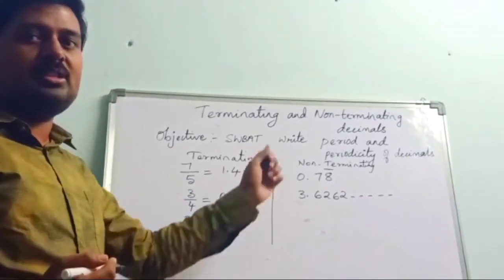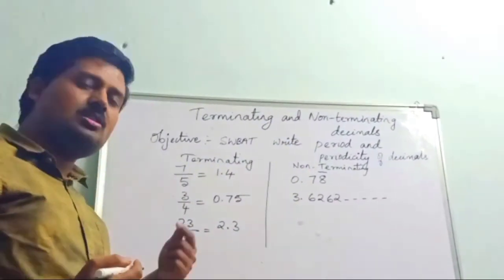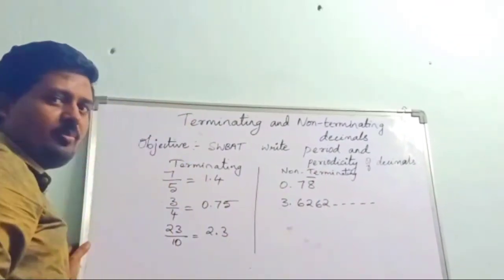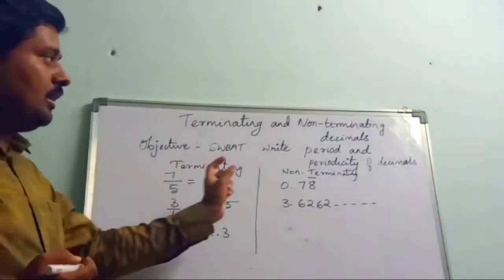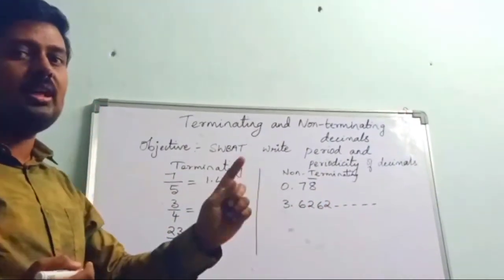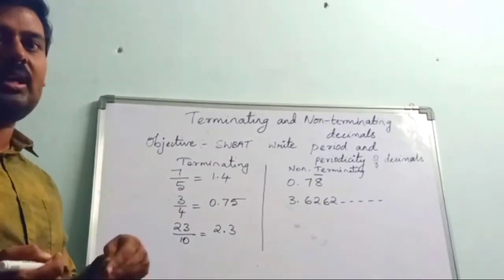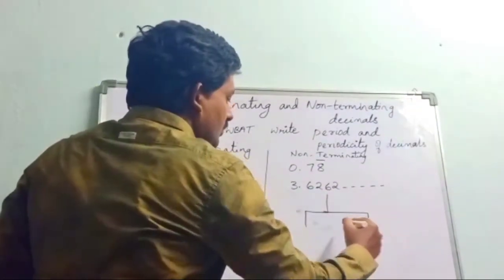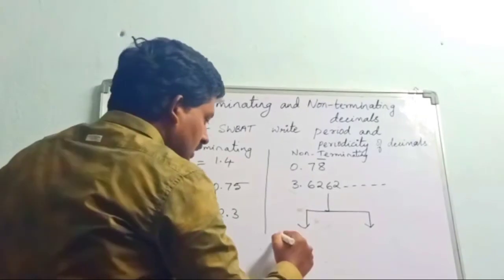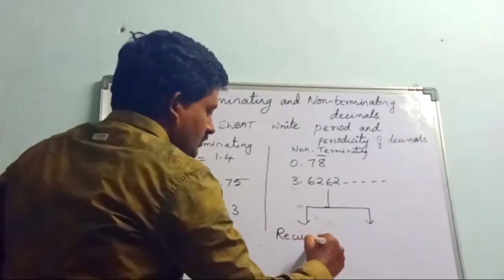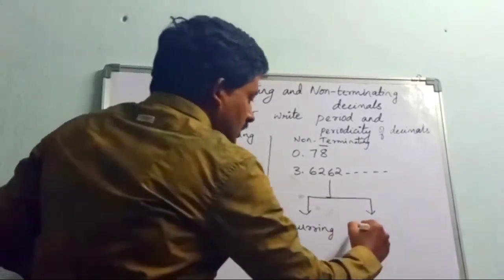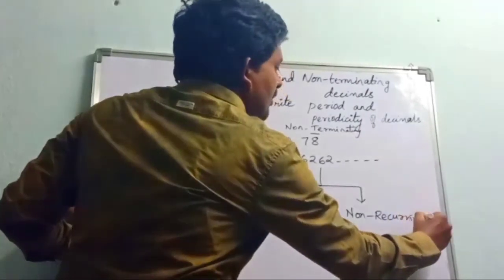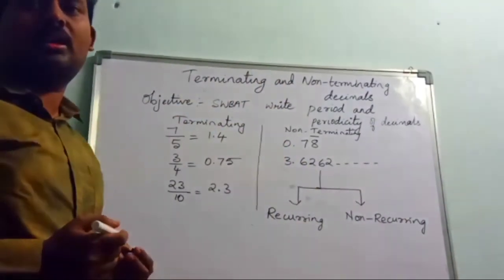Now coming to the topic of period and periodicity. What is period and what is periodicity? Here if you see, non-terminating decimals are the only ones which have period and periodicity. Non-terminating decimals in which repetition is there, that is nothing but recurring decimals. These are divided into two. The first one is recurring decimals. The second one is non-recurring, that means they are not repeating.